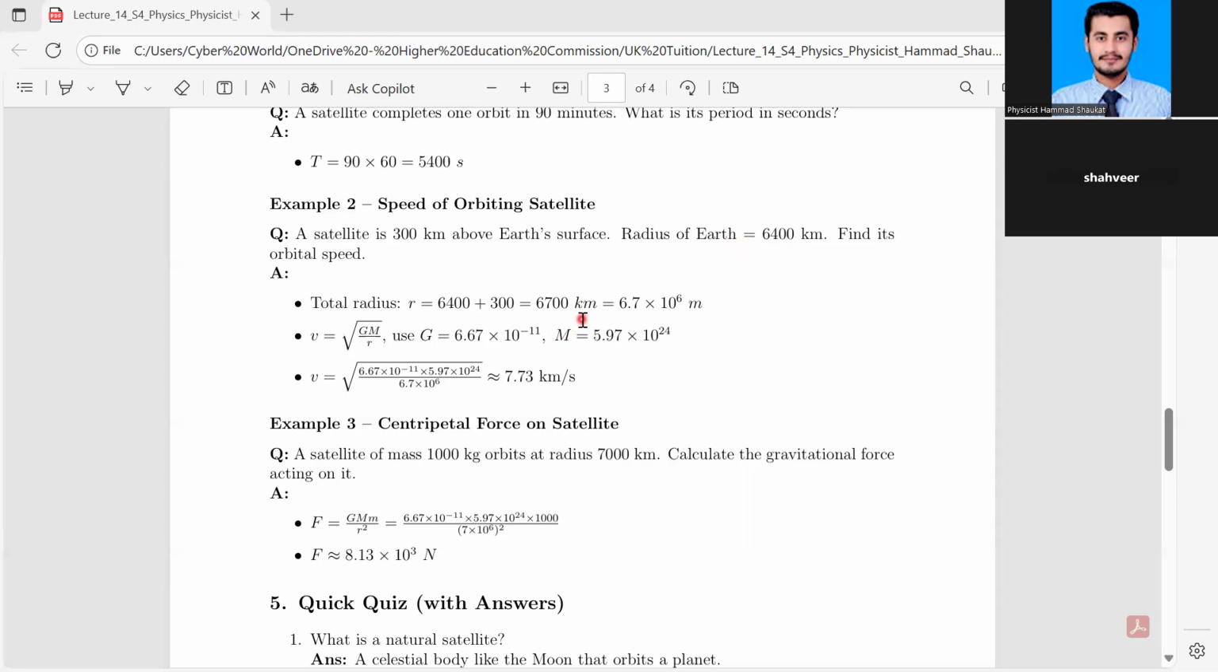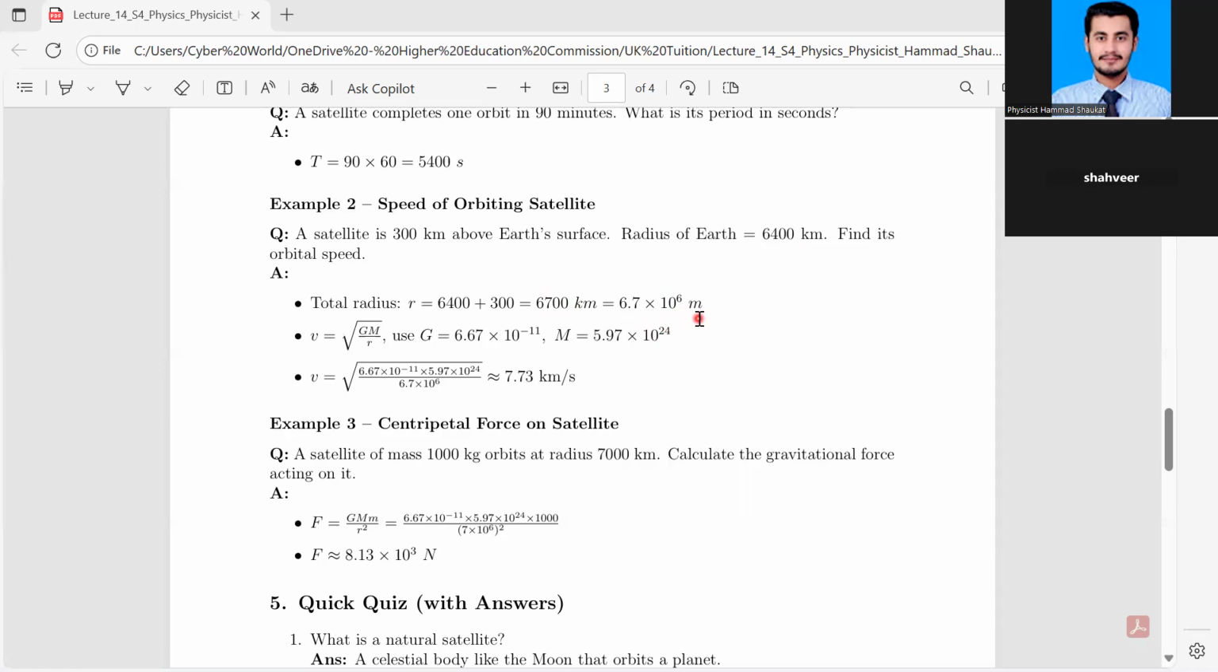And now you have to convert kilometers into meters. You know what is the value of kilo? It is 10 raised to power 3, or you can say 1000. 1000 multiplied by 6,700, you will get your answer, which is 6.7 multiplied by 10 to the power 6 meters.